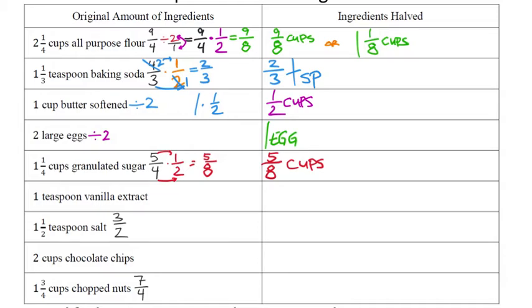Vanilla, yeah, we've already taken 1 and multiplied it by 1/2. It doesn't really matter. Anything times 1 is itself, so just 1/2 teaspoons of vanilla extract.